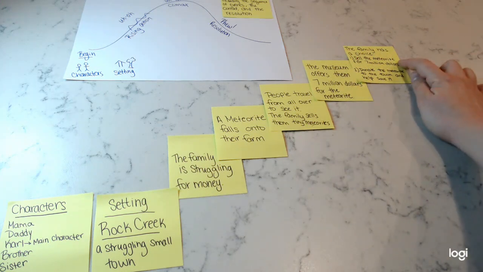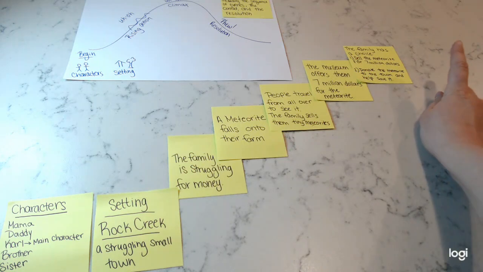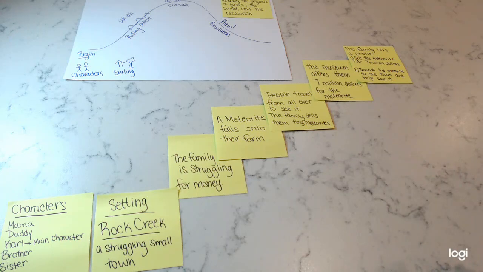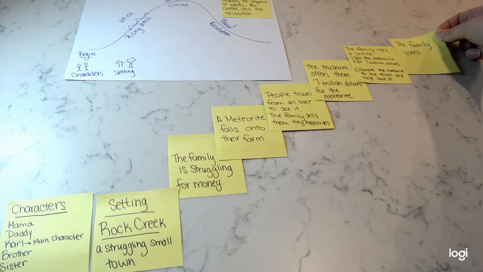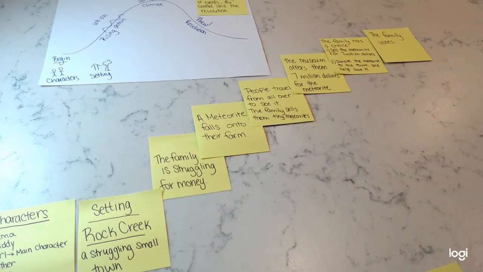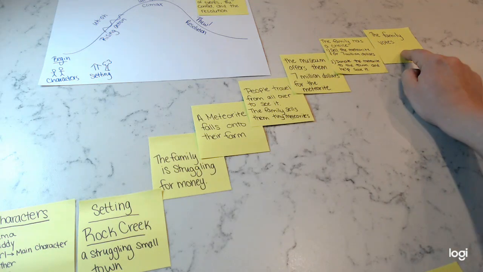They can sell the meteorite for $7 million, or they can donate the meteorite to the town and help save it. Because the town has said when they come in to see the meteorite, they stay in the town for a little while. So they're helping out small businesses. And then the family votes. This is the climax of the story. This is the most exciting part.